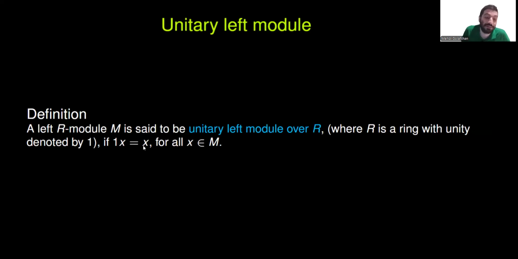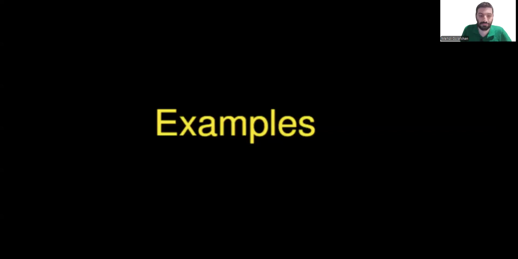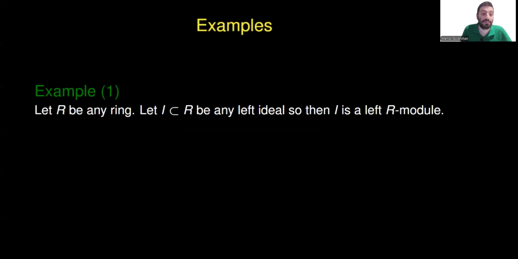So now let's see various examples. We want to check, I think, seven examples in this part. The first example: let R be any ring and let I be any left ideal. Then I is a left R module. This is very clear from the definition of a left R module.